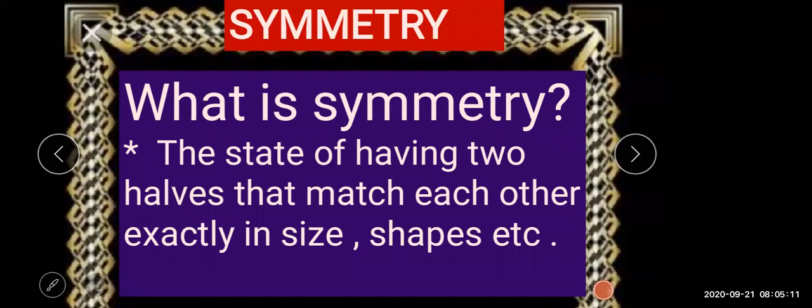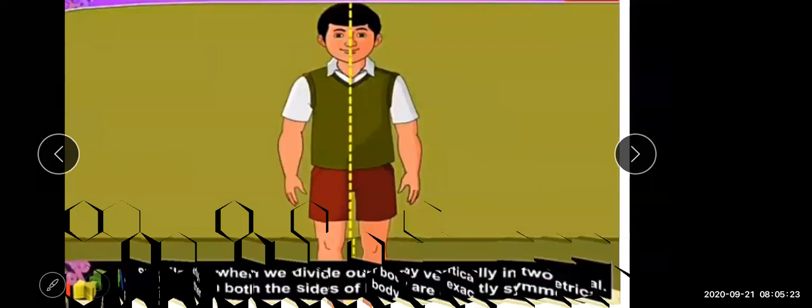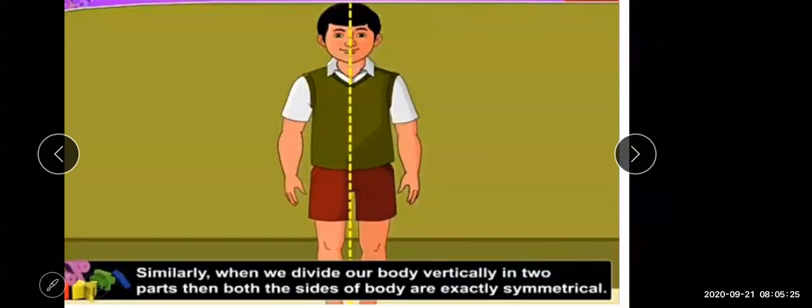Okay, so what is symmetry? The state of having two halves that match each other exactly in size, shapes, etc. Okay, now look here. One boy here, and on the boy, one axis line is there.